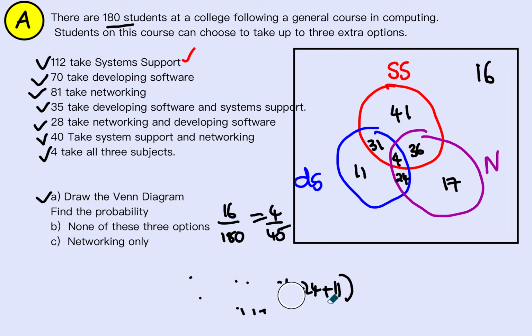Okay. What are the chances of them choosing networking only? Well, probability of choosing networking only, well, how many people took up networking? That's 81 out of 180. So that is our first Venn diagram question.